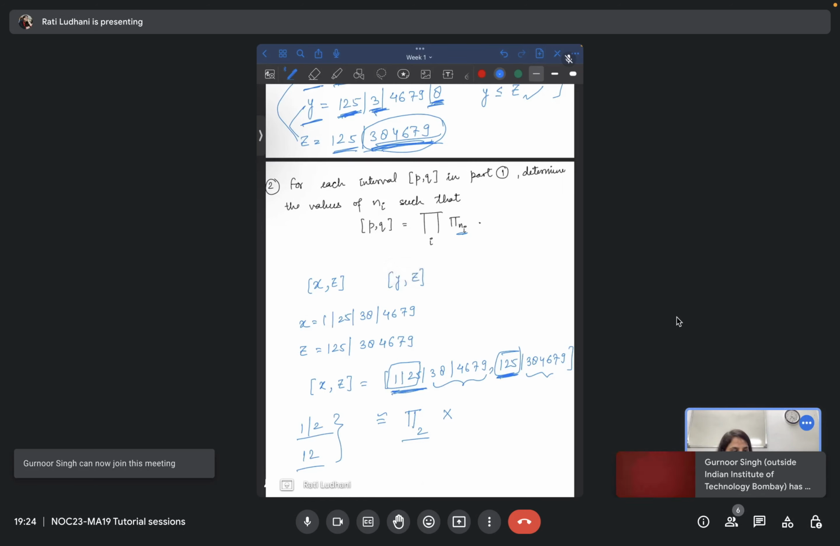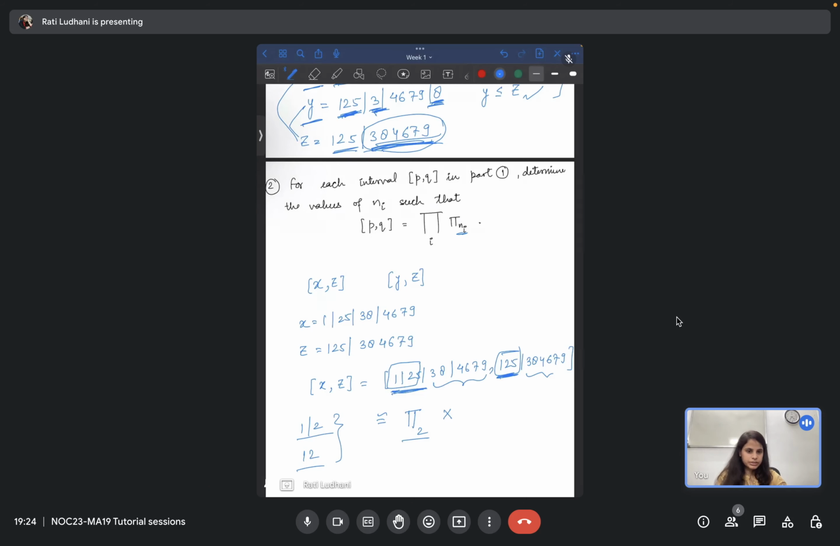So what is the other part? The other part says you have 3, 8, 4, 6, 7, 5, 9, and you have just clubbed it. Again you have the same thing. So basically count the number of refinements you have for each bigger side. You have these two parts, and 1 2 5 has been refined in two sets, and 3, 8, 4, 6, 7, 9 has been refined in two sets again, right? So from those you will get pi 2 cross pi 2.